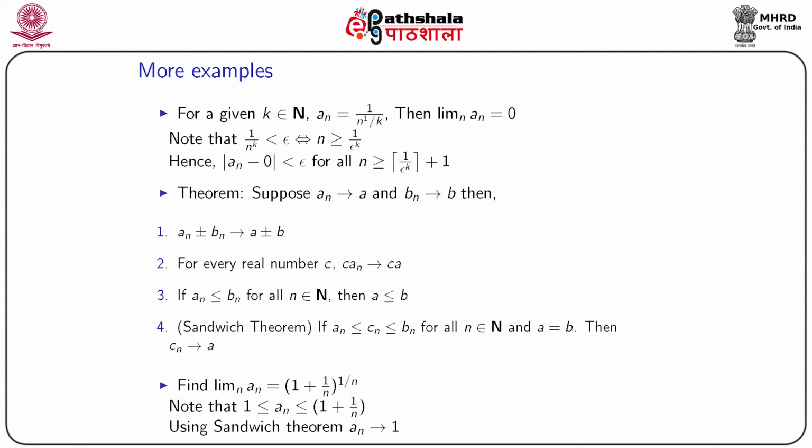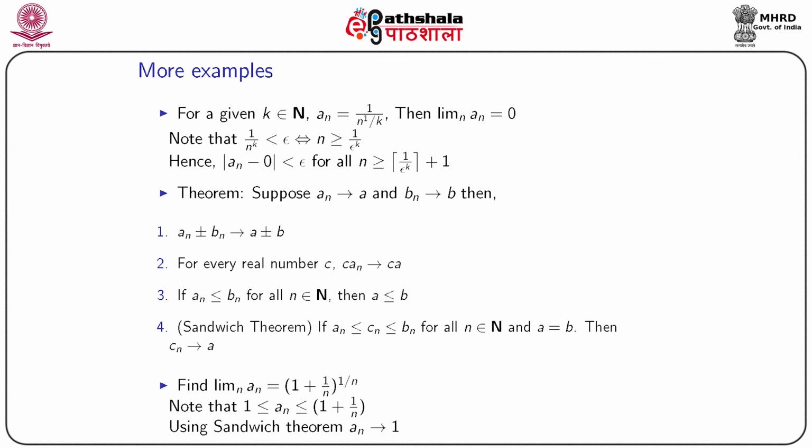What will happen if I multiply a sequence with a constant real number c, and I want to see how it converges? So the theorem says, suppose a_n is a convergent sequence and b_n is also a convergent sequence, a_n converges to a, b_n converges to b. Then a_n plus b_n converges to a plus b, a_n minus b_n converges to a minus b. For every real number c, c a_n converges to c a.